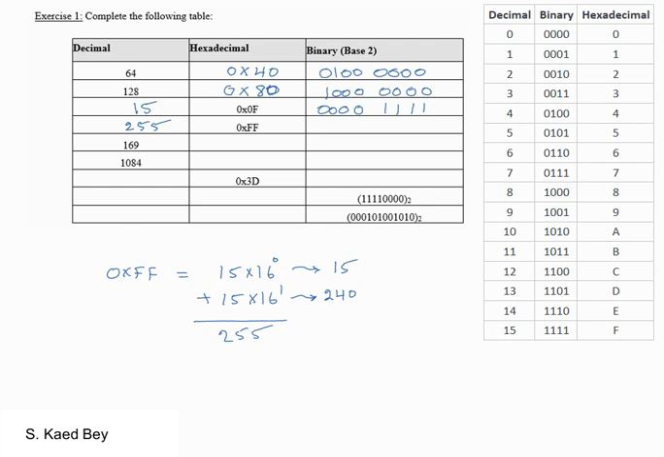Similarly, straightforward, we can find the binary equivalence. We know that each letter F can be represented by 4 ones.